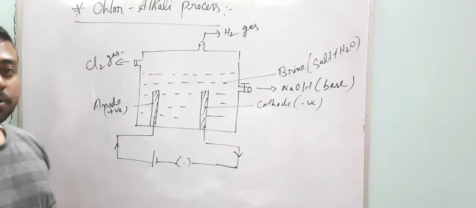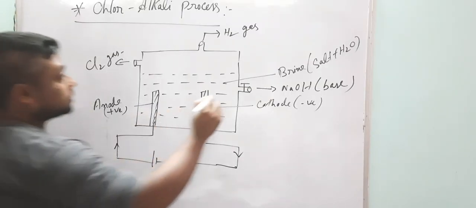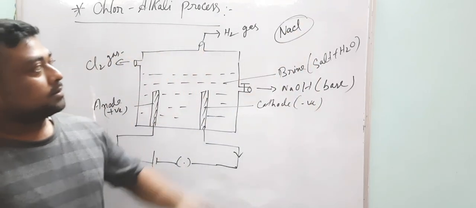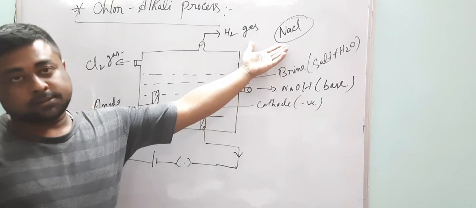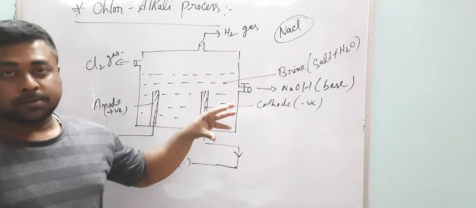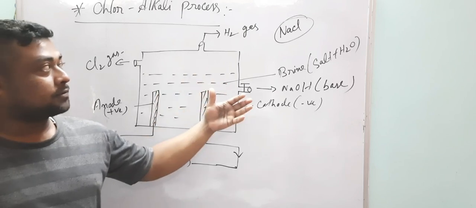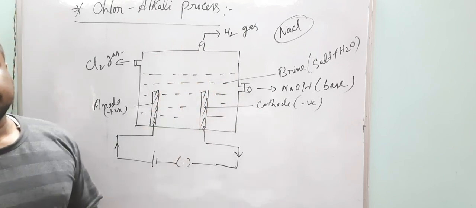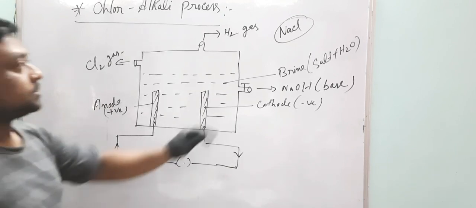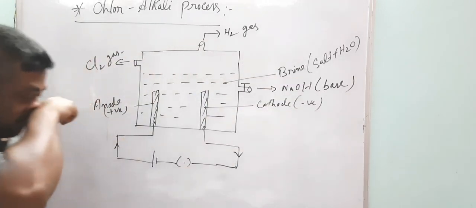Now we are going to discuss NaCl, common salt. This NaCl can be utilized industrially for the production of different types of chemical compounds, and we are going to discuss those chemical compounds which can be produced industrially and which are very useful in our day-to-day life. And the first process is known as the chloralkali process. For this chloralkali process, we need a setup as depicted on the blackboard.